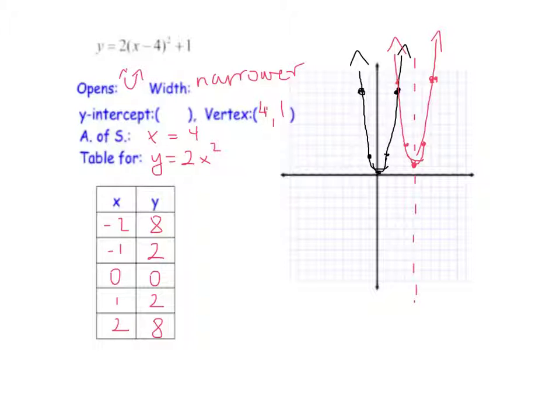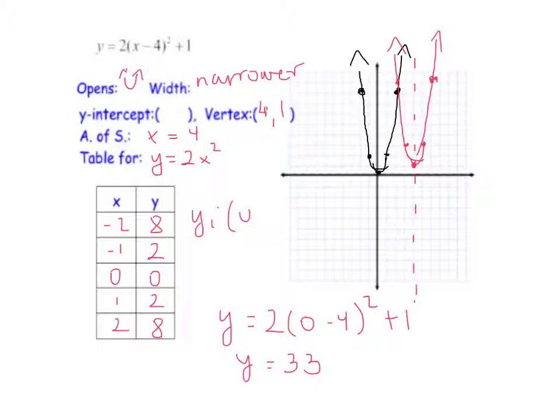So the only thing we need to decide is our y-intercept. To find that, we replace x by 0. So y will equal 2 times 0 minus 4 squared plus 1. So y will equal 16 times 2 is 32, plus 1 is 33. So our y-intercept will be 0, 33.